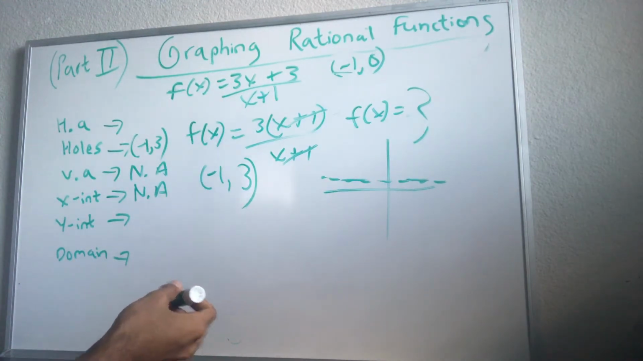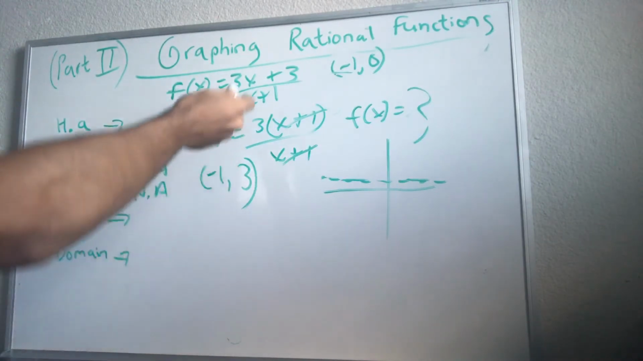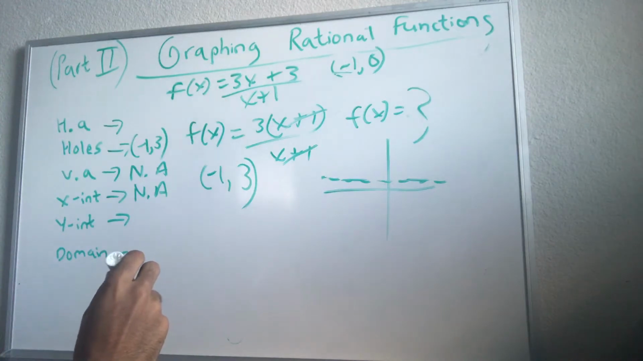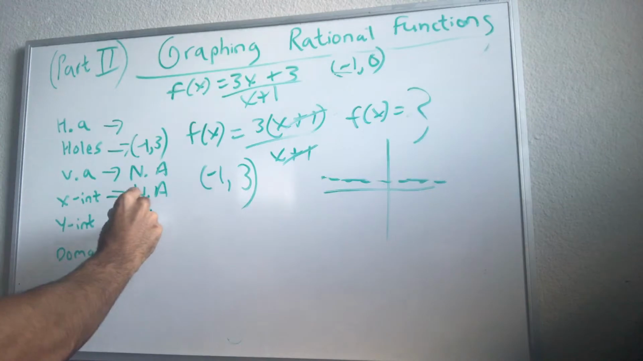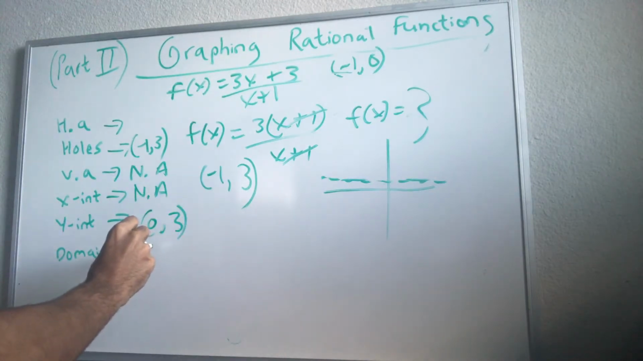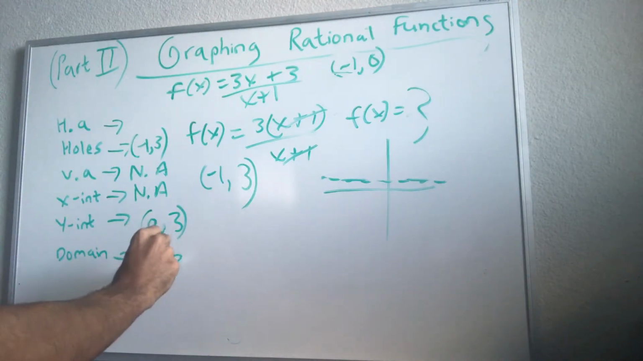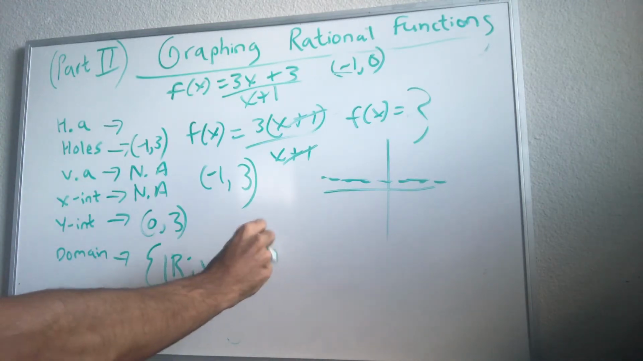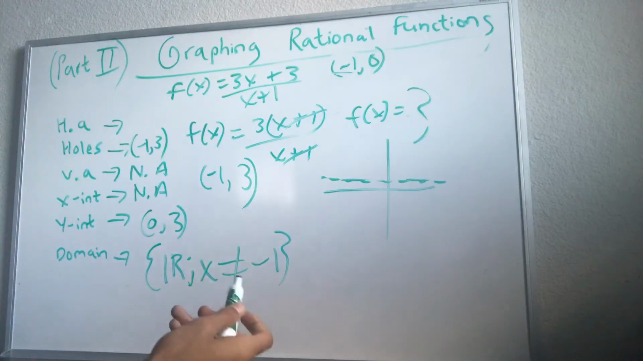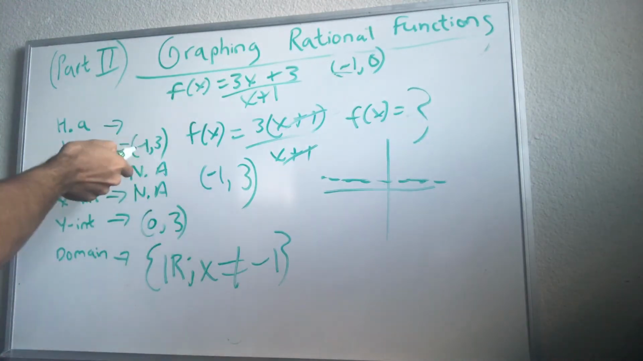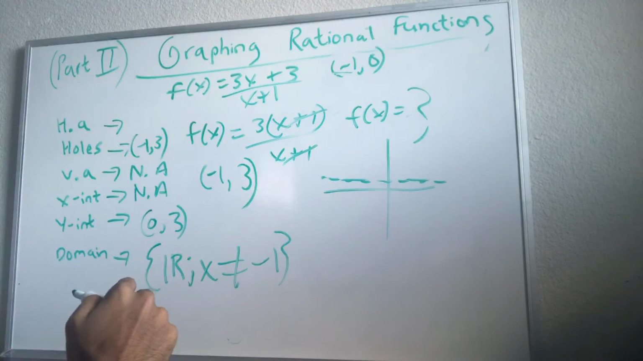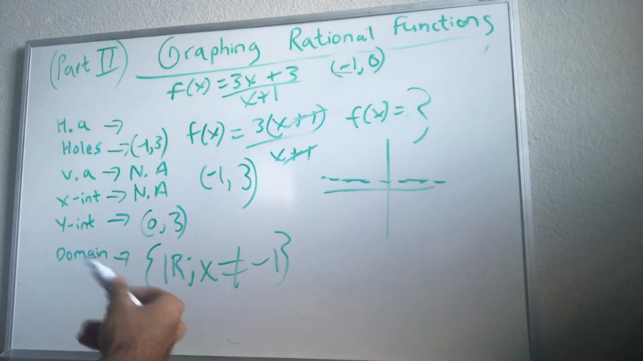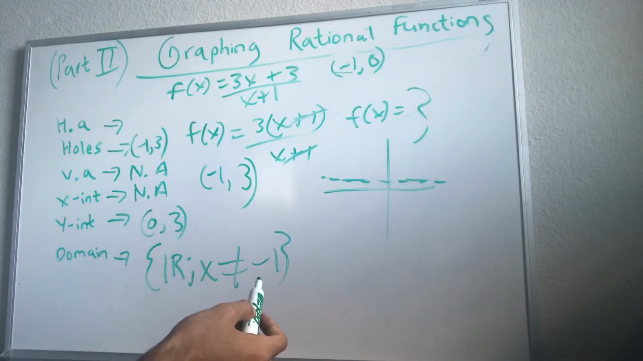Now your y-intercept is the value of y when x is set to 0. In this case, you just substitute that in, so you get 3 over 1. That's just 3, so we have 0, 3. And your domain is the set of all real numbers such that x is not equal to -1. The reason why it's not equal to -1 is because there's that discontinuity at x equal to -1. Therefore, it's all real numbers except x equal to -1.